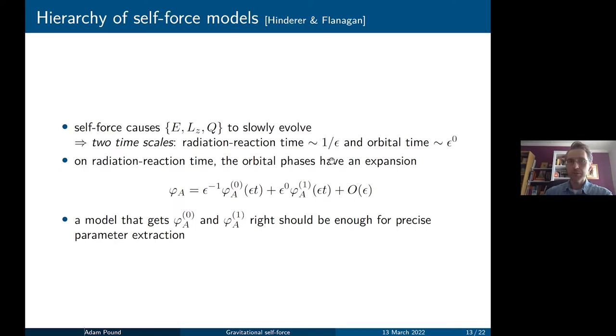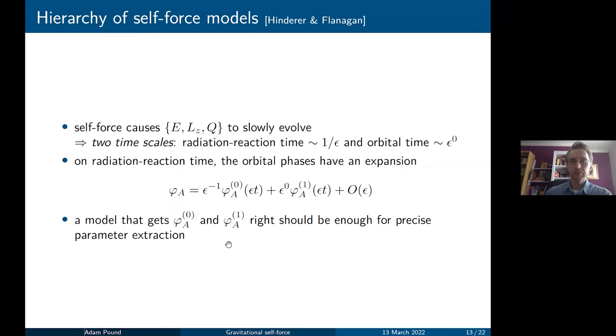Now, about 10, no, more like 15 years ago now, Hinder and Flanagan used this separation of time scales to initiate a very important program of doing multi-scale expansions of the binary problem in the small mass ratio limit. And what they showed was that on this radiation reaction time, on this long time scale, those three orbital phases I mentioned have an expansion like this. So there's a leading term that's one over the small mass ratio. And that's because these guys are accumulating roughly linearly in time. So if you wait a time one over epsilon, you get a phase one over epsilon with some coefficient. And this coefficient is evolving on the slow time epsilon multiplied by t. So epsilon multiplied by t is of order one if t is of order one over epsilon. So this is a slow change.